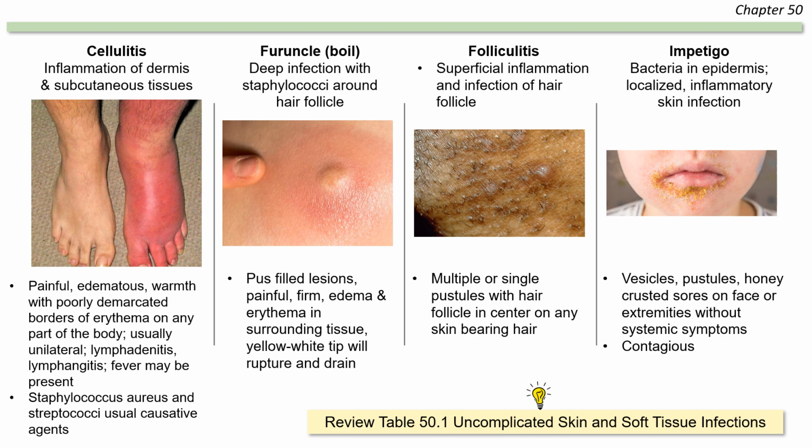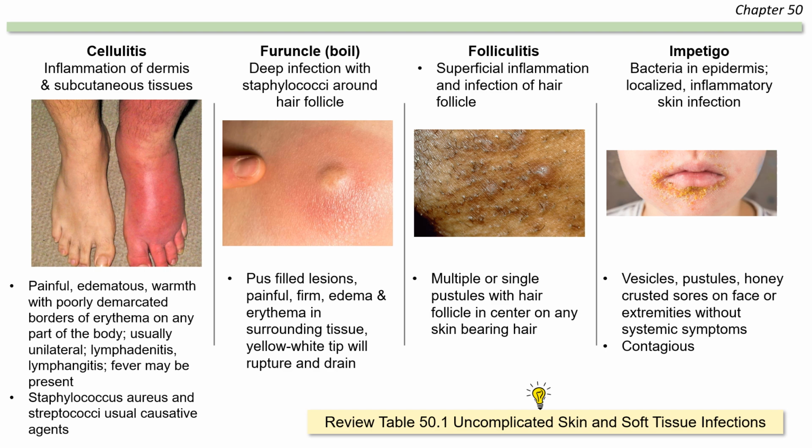If they're small, the patient can manage them at home. They can apply warm compresses, and it could be self-resolving. Eventually, that lesion will develop a yellow-white tip, and then it will rupture and drain. But if the furuncle is very big, then it may need to be drained by the provider in the doctor's office. And then for folliculitis, again, that's superficial inflammation and infection of a hair follicle.